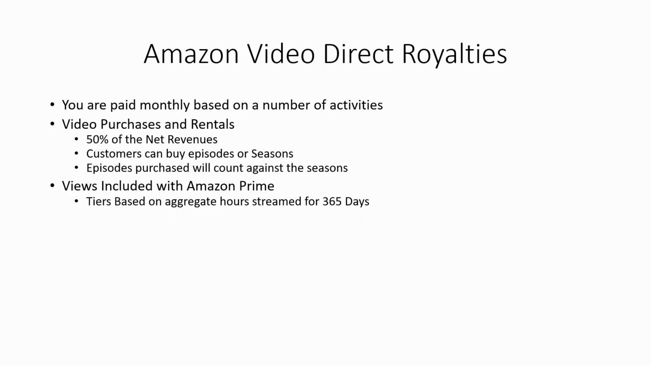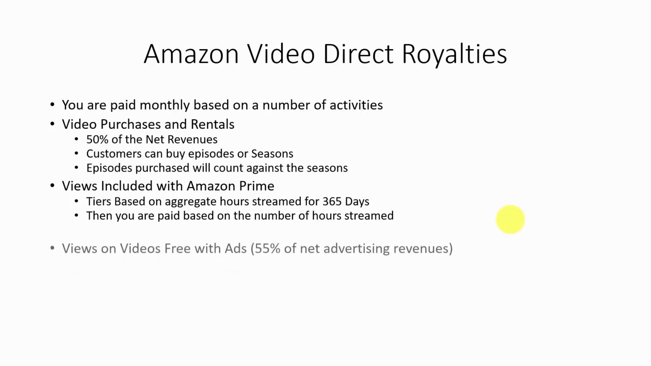There are going to be different tiers of activity based on the aggregate hours streamed. For example, every year Amazon will determine how many hours people are streaming your videos, and that'll put you on a certain tier to be paid more or less. The more hours that people are streaming your videos, the higher your rate of pay, and you'll see that in the schedule. Once your tier is determined, you'll be paid based on the number of hours actually streamed. So you'll have a tier, and then you'll have streaming that takes place. Again, the higher your tier, the higher the rate of pay.